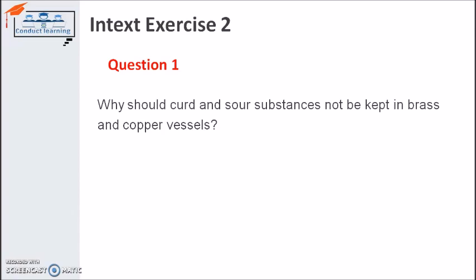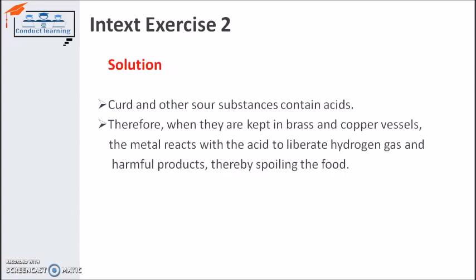So do not put curd or sour substances in metallic vessels like brass and copper. The same thing is written there. Curd and other sour substances contain acids. Therefore, when they are kept in brass and copper vessels, the metal reacts with the acid to liberate hydrogen gas and harmful products form, which can spoil the food and is harmful for us also. So do not use brass and copper vessels to store curd and other sour substances. So this is a simple thing.